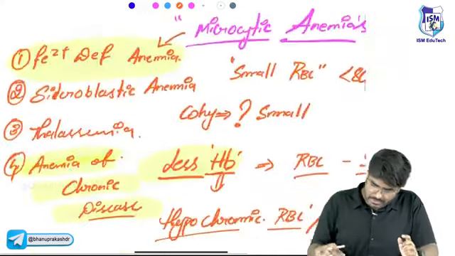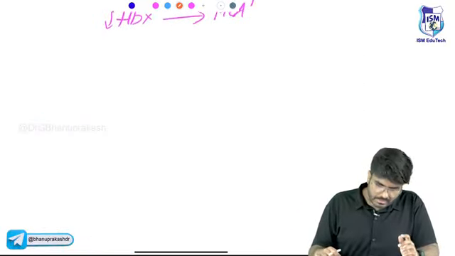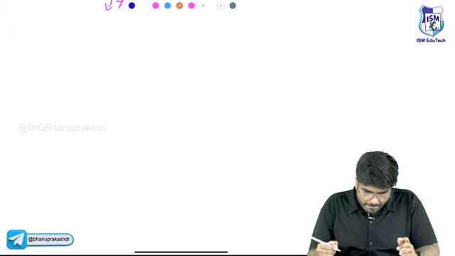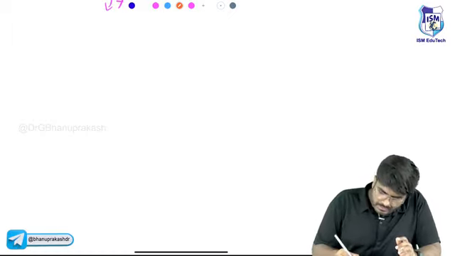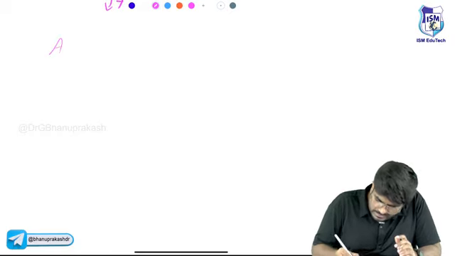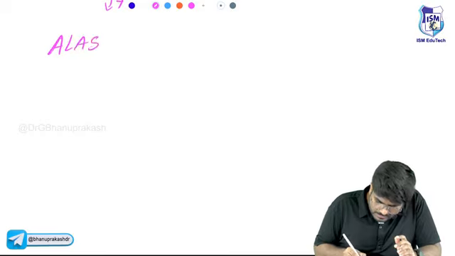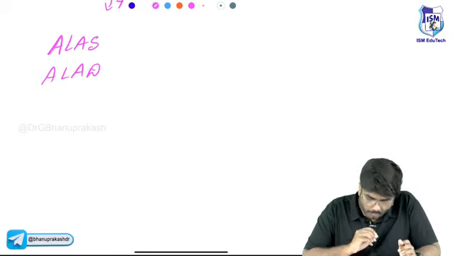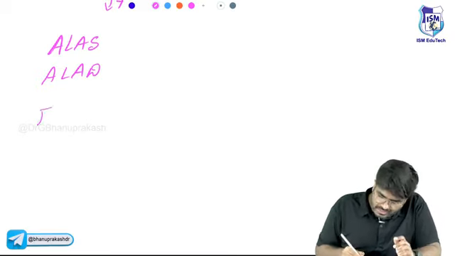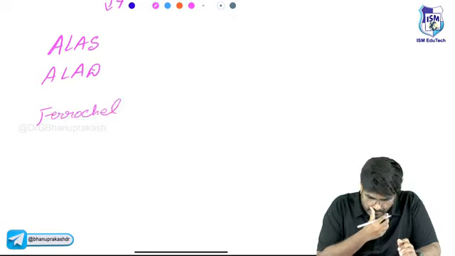So let's write one by one. What is the problem that is seen in sideroblastic anemia? Let me write here, sir. See, in sideroblastic anemia, this amino levulinic acid synthase, ALAS, and ALAD are the most important enzymes in the production of the protoporphyrin. And one more enzyme is there, which is called ferrochelatase.